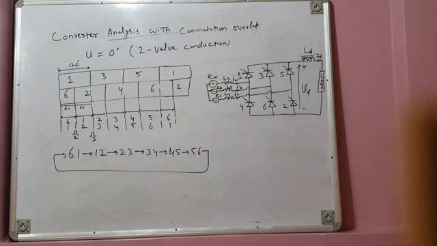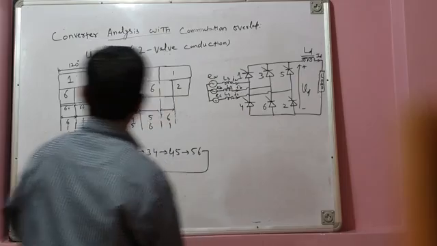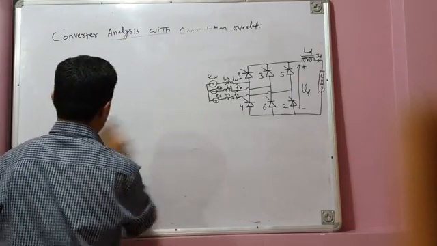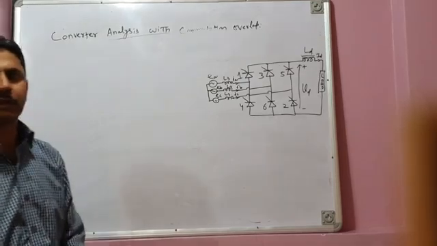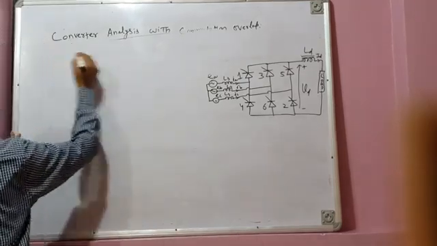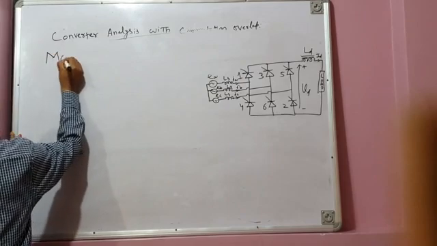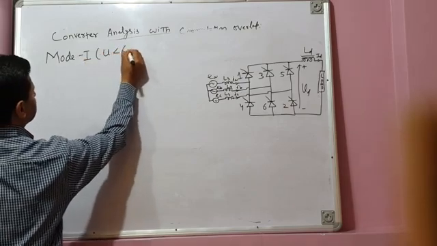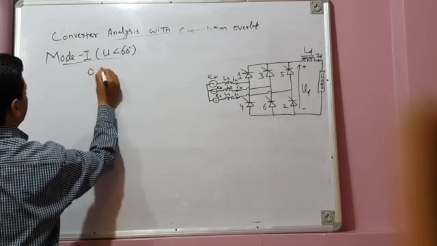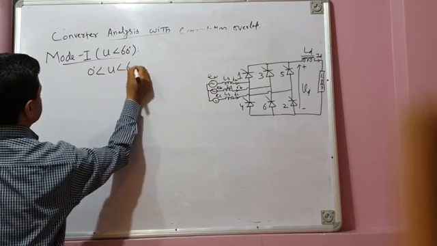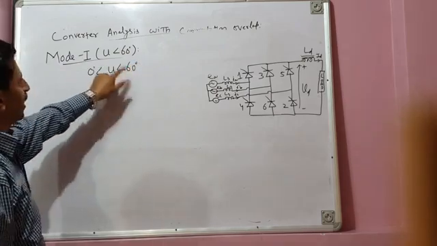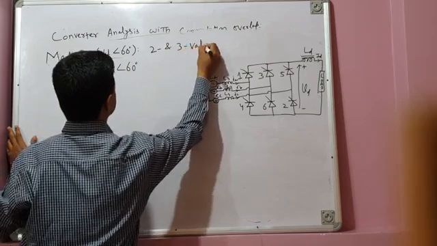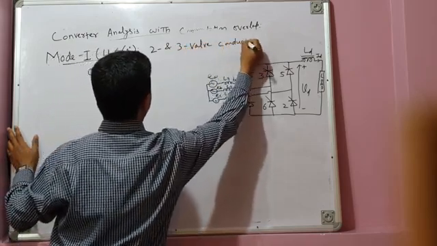Let us now quickly go to mode 1, that is converter analysis with commutation overlap. Now we will not ignore source inductance. We will assume that source inductance is there, and with source inductance there will be commutation overlap. So today we will discuss mode 1, that is U greater than 0 degrees but less than 60 degrees. This is the range of U. This will give 2 and 3 valve conduction.